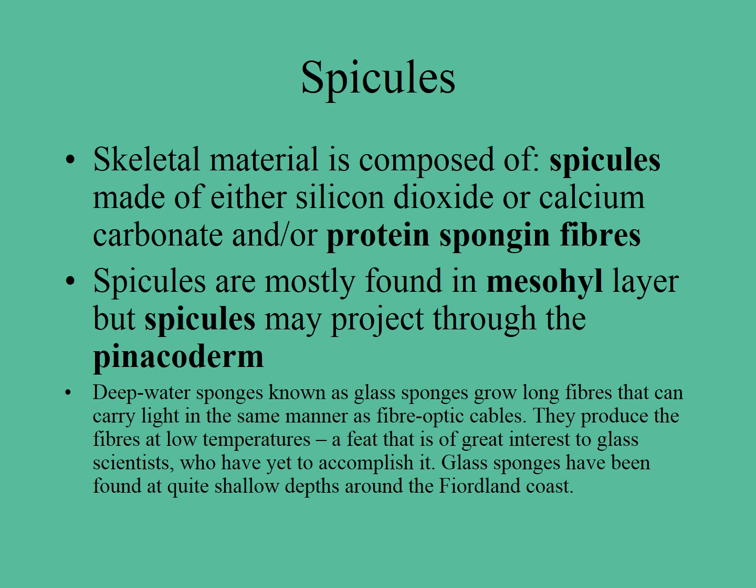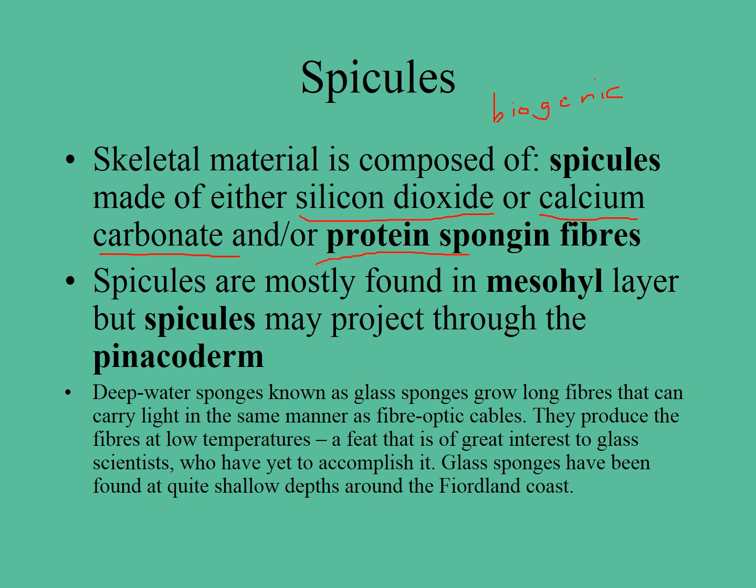Okay, so what are spicules made of? They're made of either silicon dioxide, which is glass, or calcium carbonate, which is the type of material that will be in a seashell or bone, very common, biogenic, made by living organisms. Biogenic means made by living organisms, generated from biology, another way to think of it.